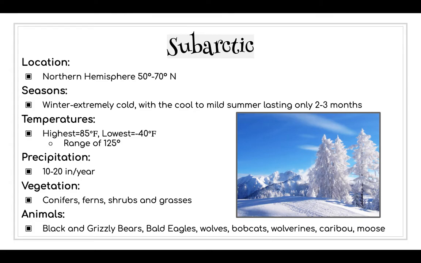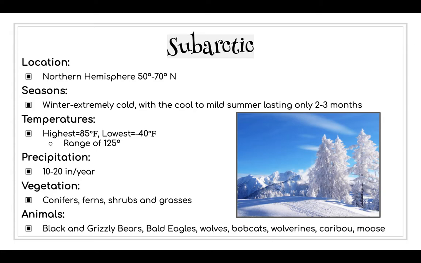The highest it's ever been is 85 degrees in the subarctic, and the lowest it's ever been is negative 40 degrees. So that's a range of 125 degrees. What that means is there's such a big range that things can fluctuate very easily. They don't get a ton of precipitation, around 10 to 20 inches a year.